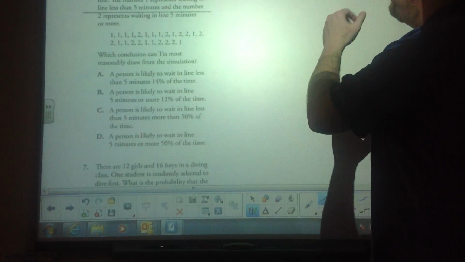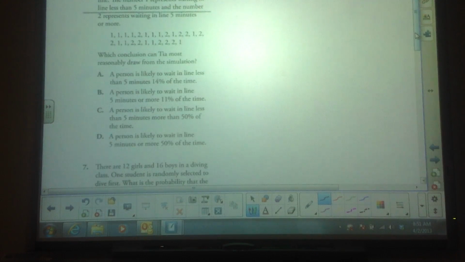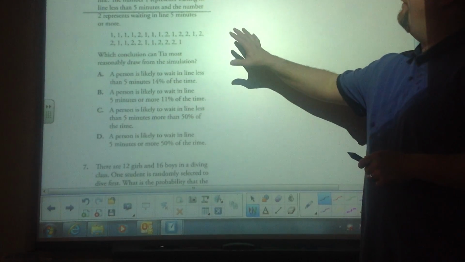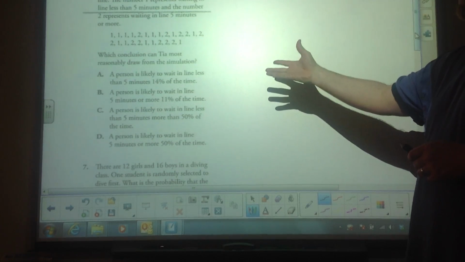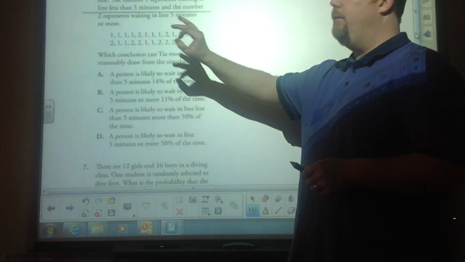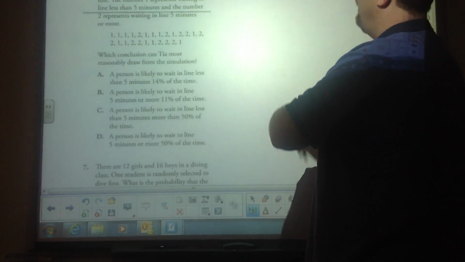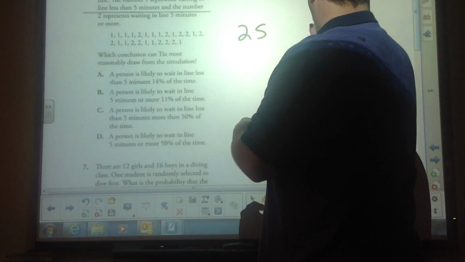He had generated a list of random numbers to simulate an experiment based on the waiting times at a supermarket checkout line. The number 1 represents waiting in line less than 5 minutes, and the number 2 represents waiting in line 5 or more minutes. So you've got a bunch of 1s and a bunch of 2s here. Well, if you count out, you've got a total of 25.